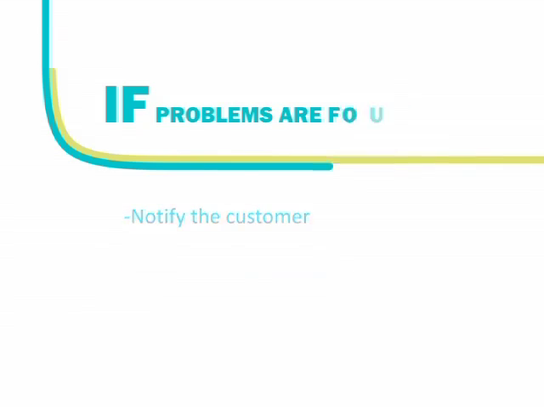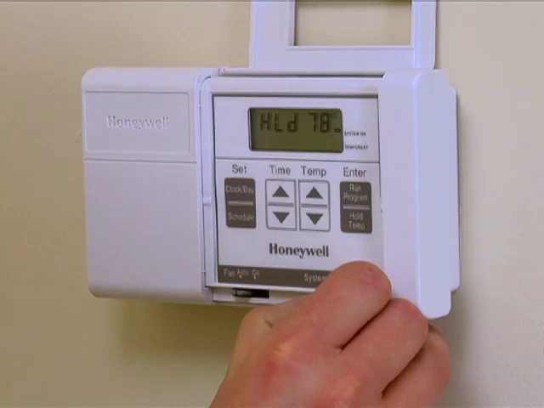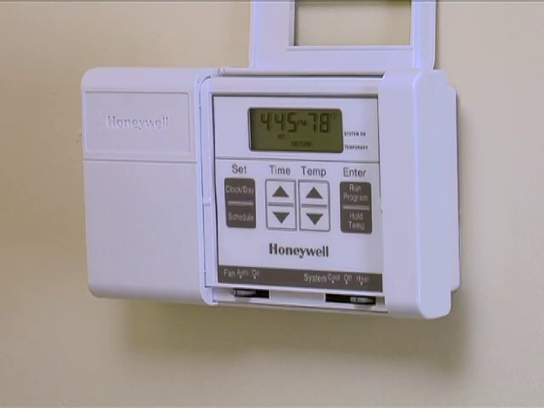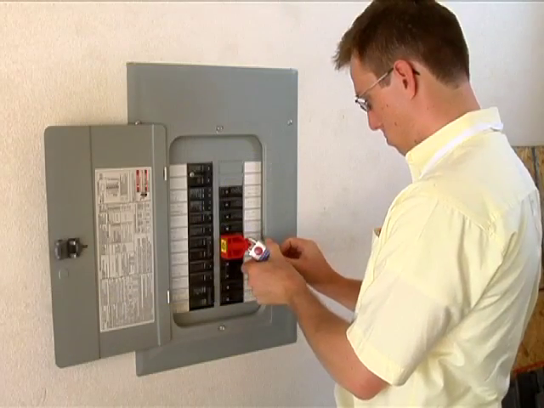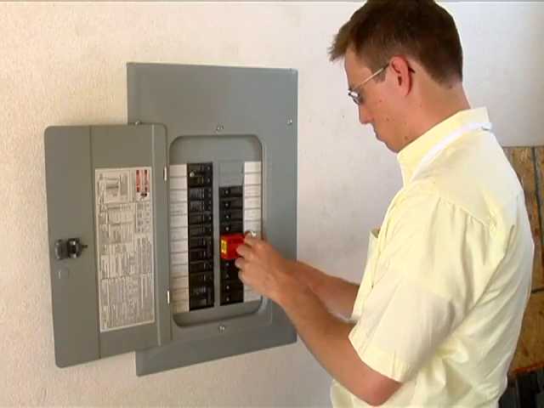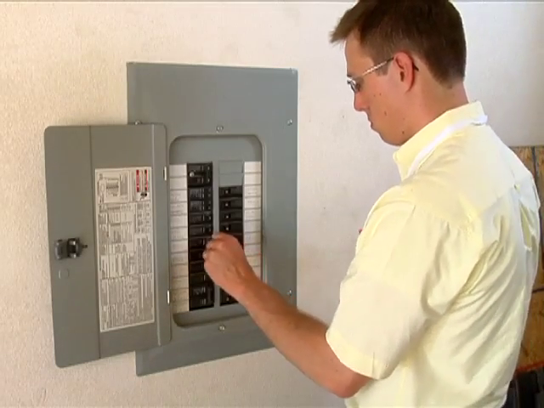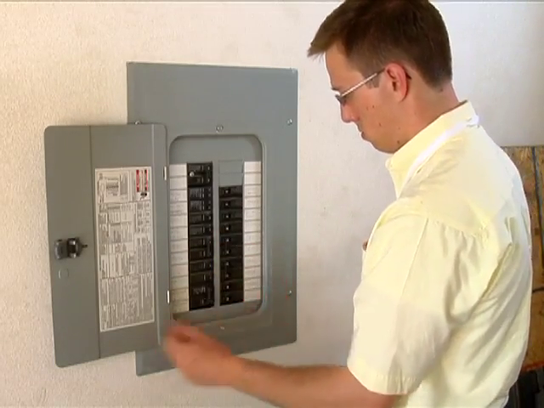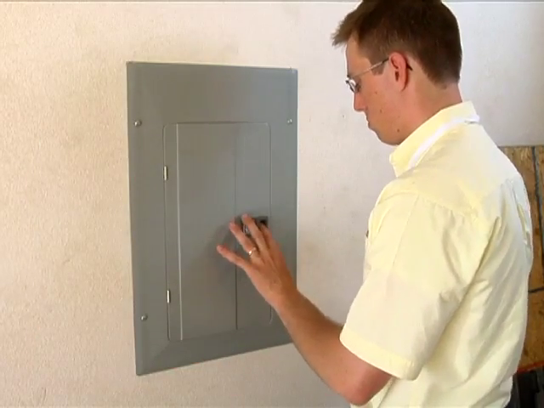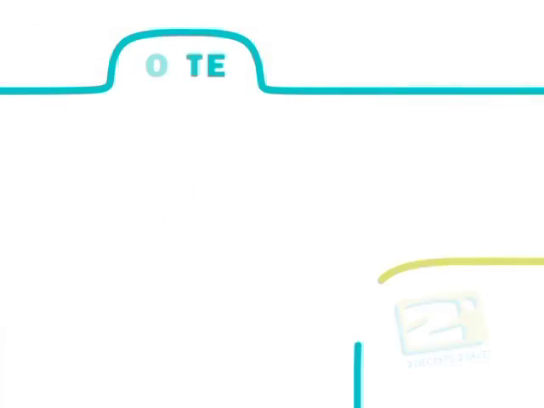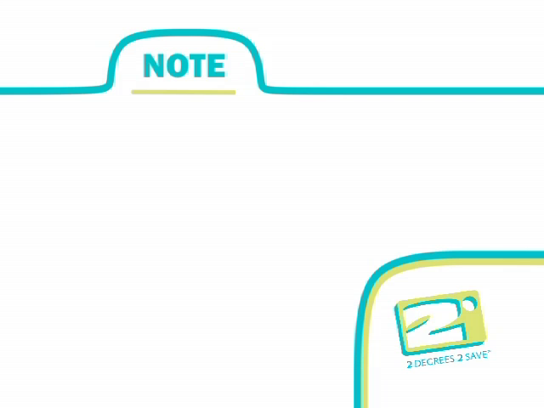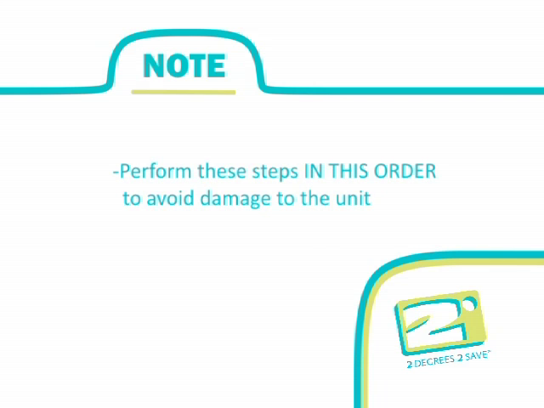If everything appears to be operating properly, return the thermostat to the original settings. Remove the lockout-tagout devices and restore power. It is very important that you first return the thermostat to its original settings before restoring power to the air conditioning unit. Not performing these steps in this order would cause the air conditioner to operate and may cause damage to the unit.